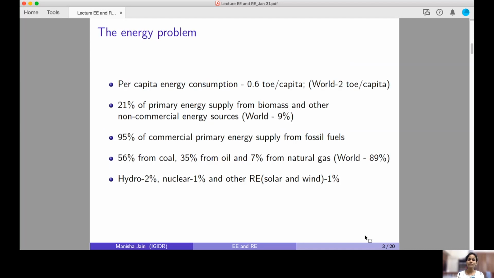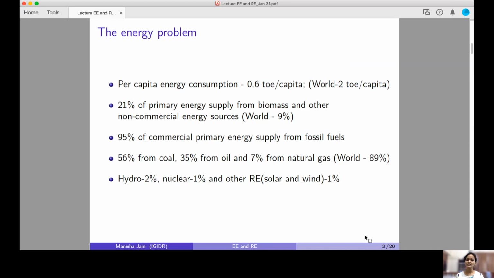So let's begin with the energy problem, if I may call this an energy problem, and we begin with some numbers. The numbers are for India, and within the bracket, I've kept some numbers for the world to get a comparative sense of these metrics. The first is per capita energy consumption, and many of us have heard a lot that in India the per capita energy consumption is very low. Ours is around 0.6 tons of oil equivalent per capita, and the world average is 2 tons of oil equivalent per capita. And if we look at the developed nations, it is almost 10 times that of India, 10 to 12 times that of India.